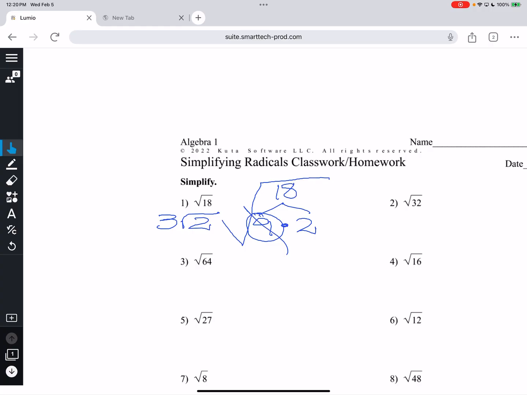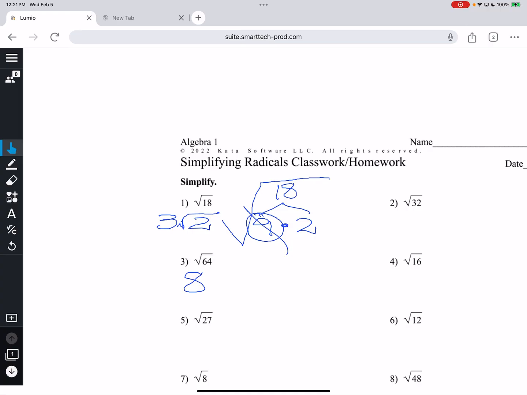So radical 64 is just 8. So it's 3 and the 2, your final answer? 3 radical 2. Not just 3 2, but there's a radical sign. 3 radical 2. 2 is not a perfect square, so it has to stay under the radical. Whatever is left over stays under the radical. It only can come out if it's a perfect square.